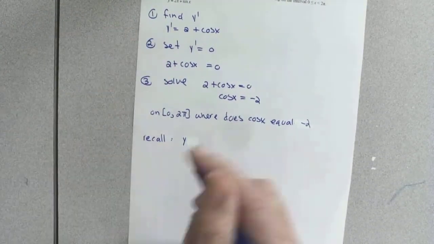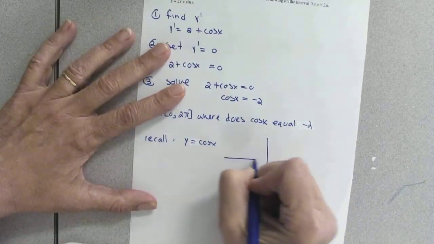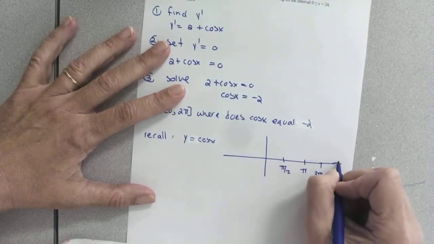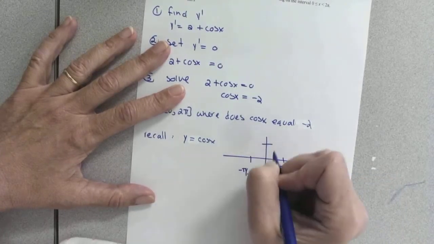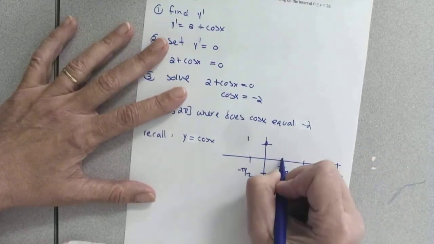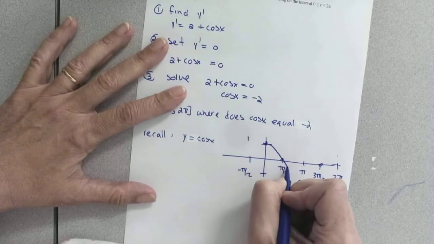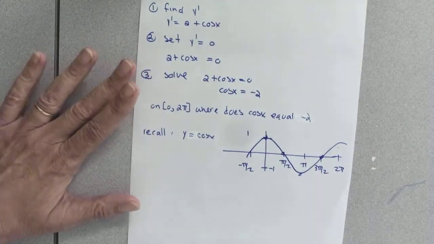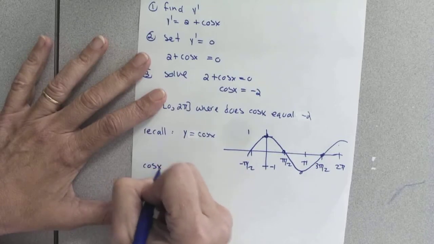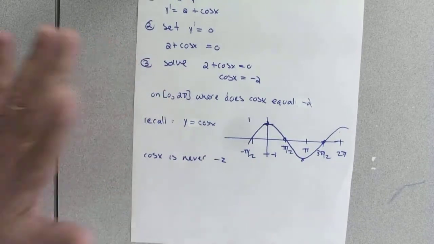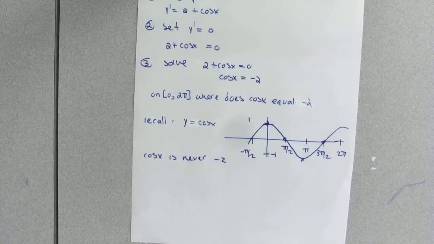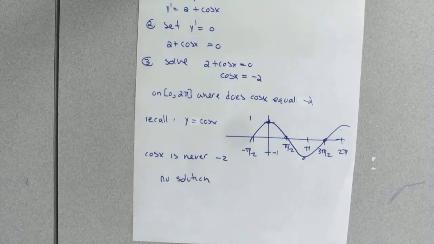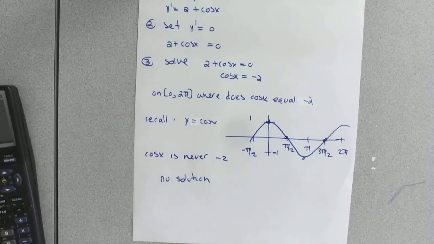Recall the graph of y equals cosine x looks something like this. It starts at 1, goes to 0, goes to negative 1, back to 1. That's 1 and that's negative 1. Cosine x never equals negative 2. Cosine x is never negative 2. The range of cosine x is negative 1 to 1, so it's never negative 2. And so this has no solution. It doesn't have any horizontal tangents.